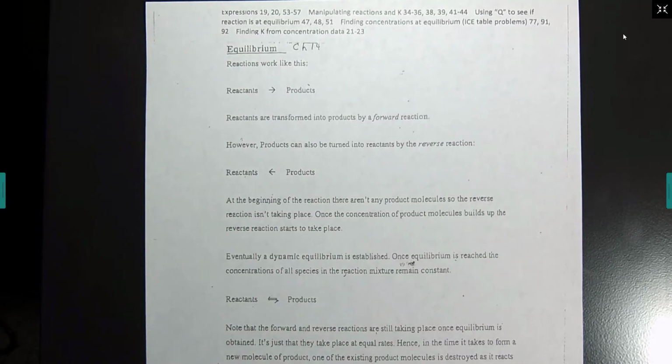Okay guys, we're going to be taking a look at some equilibrium concepts here. I'm going to split the equilibrium material into two different videos. This first one is going to cover qualitative aspects where you're not really doing any calculations. The next video will cover the quantitative stuff.